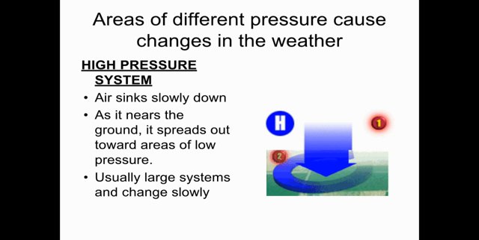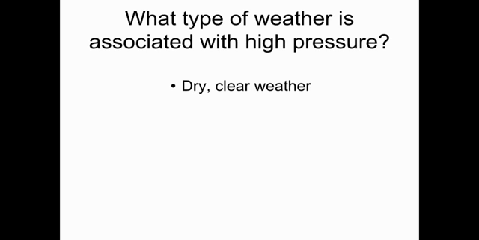The next thing that we're going to talk about are pressures. You may notice sometimes on weather maps that you'll see capital H's and capital L's indicating high and low pressure systems. High and low pressure systems are just where the air in that area sinks down. As it nears the ground, it spreads out towards areas of low pressure. And these are usually large systems, and they change very slowly. This usually causes rainy weather. It usually causes dry, clear weather.